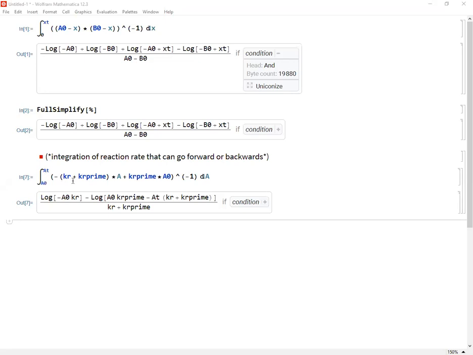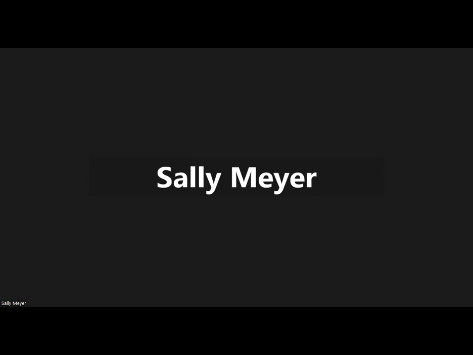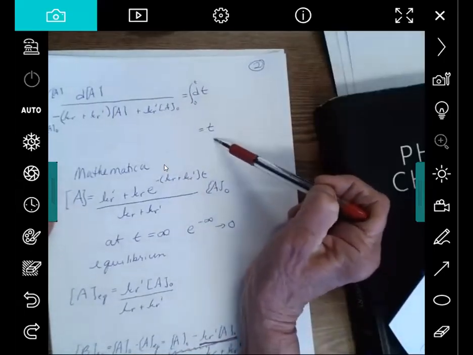We have our expression that's a function of A, the concentration. A0 is a constant. We have K prime, K forward. So the reverse reaction has a rate constant K prime and the forward reaction Kr. That's all going to be in the denominator, integrate over A, and we get an expression that has a log. But then you want to look at that and realize, if I go back to my drawing, that everything I just integrated on Mathematica then has to be equal to t.